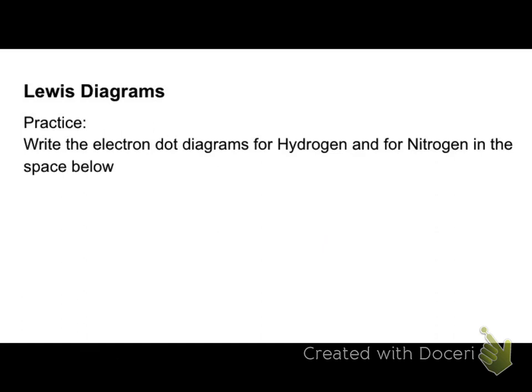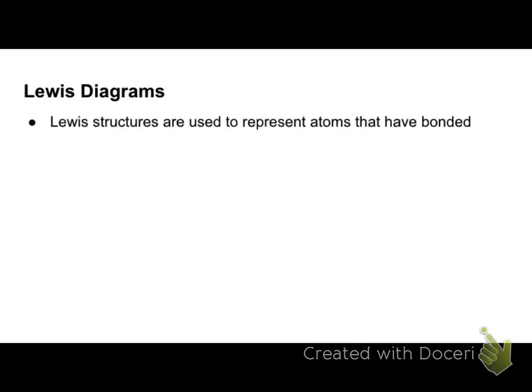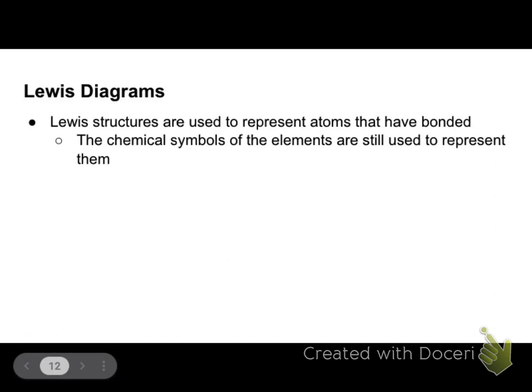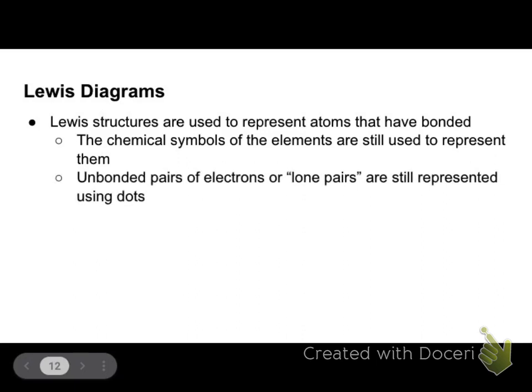Okay. That's dot diagrams. Now let's talk Lewis structures. Lewis structures are used to represent atoms that have bonded with each other. So in this case, we're drawing molecules. The chemical symbols of the elements are still used to represent them, so that part doesn't change. And we still represent electrons with dots. If you have an unbonded pair of electrons, or what we call a lone pair, then we use 2 little dots right next to the atom.